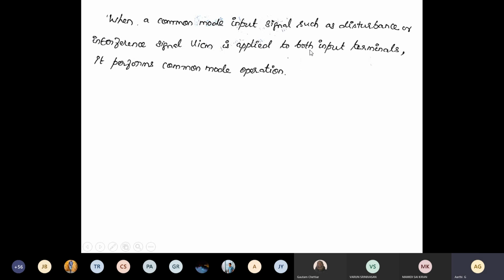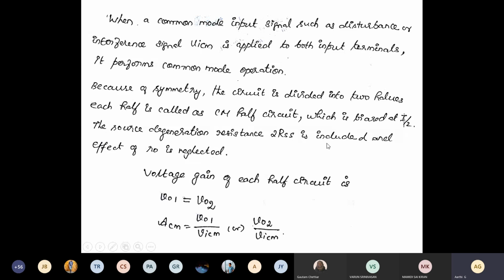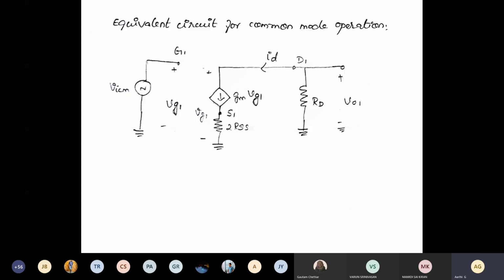When a common mode input signal, such as a disturbance or interference signal, is applied to both the terminals, it performs common mode operation. Because of symmetry, the circuit is divided into two halves. Each half is called a common mode half circuit, which is biased at I by 2. The source degeneration resistance 2 RSS is included and the effect of R0 is neglected. Now we calculate the common mode gain, which is either V01 by VICM or V02 by VICM. If you consider any one of the transistors, we can calculate the common mode gain.